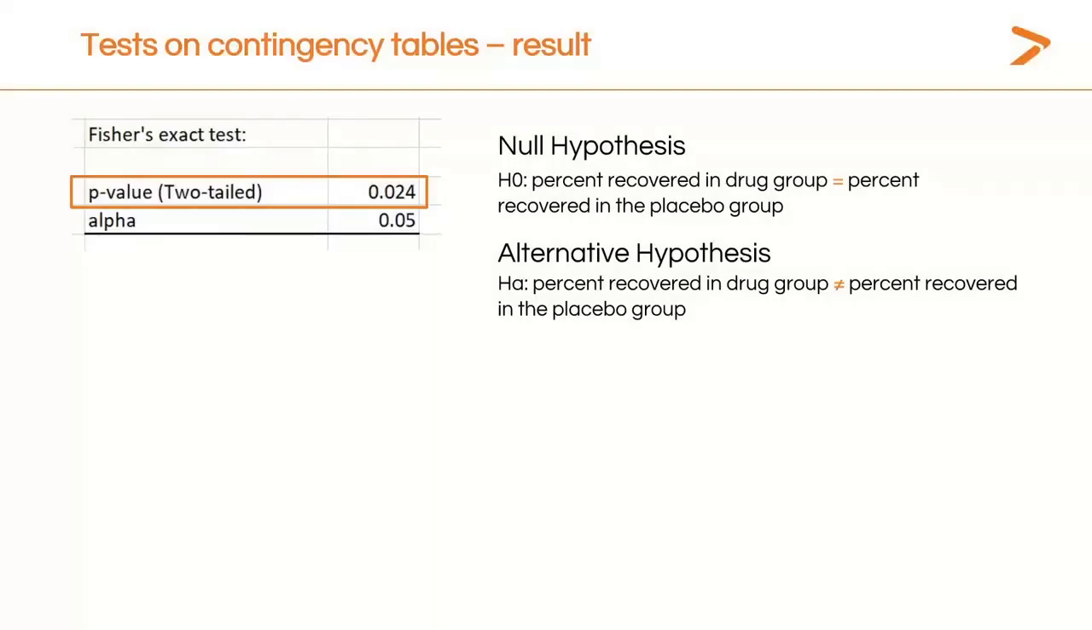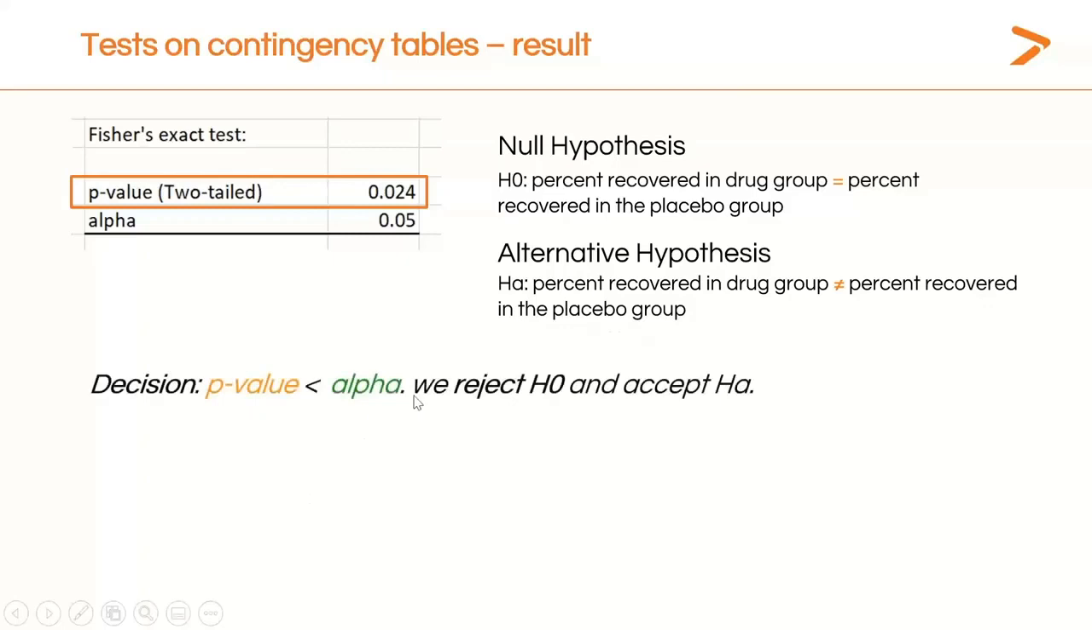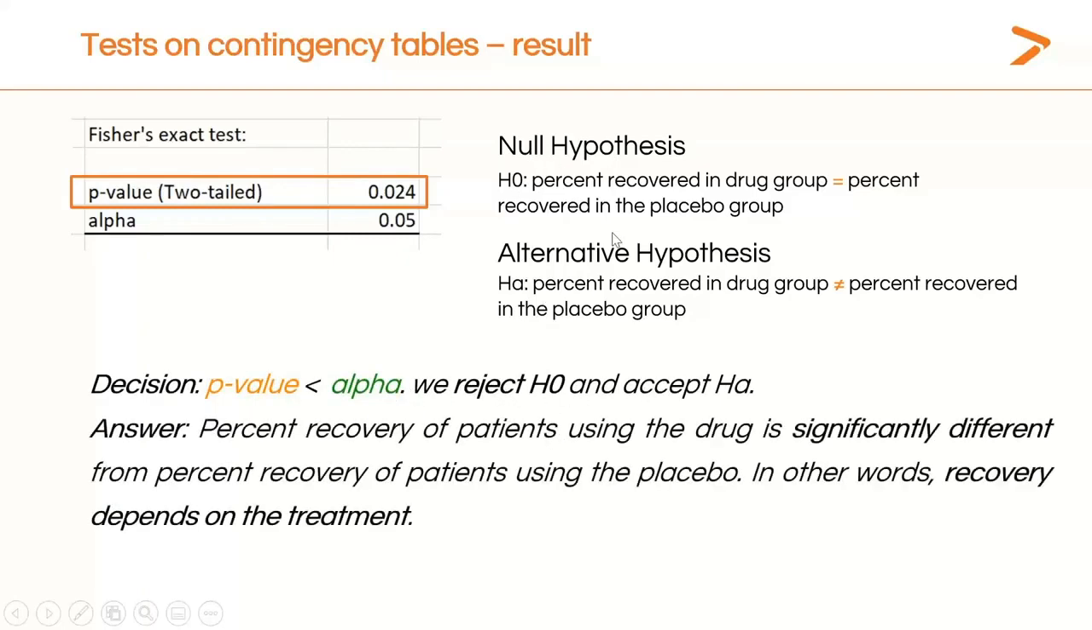So the null hypothesis: the percentages are equal. Alternative hypothesis: the percentages are different. The p-value is lower than alpha. We can reject the null hypothesis and accept HA. So we can say that percent recovery of patients using the drug is significantly different from percent recovery of patients using the placebo. In other words, recovery depends significantly on the treatment.